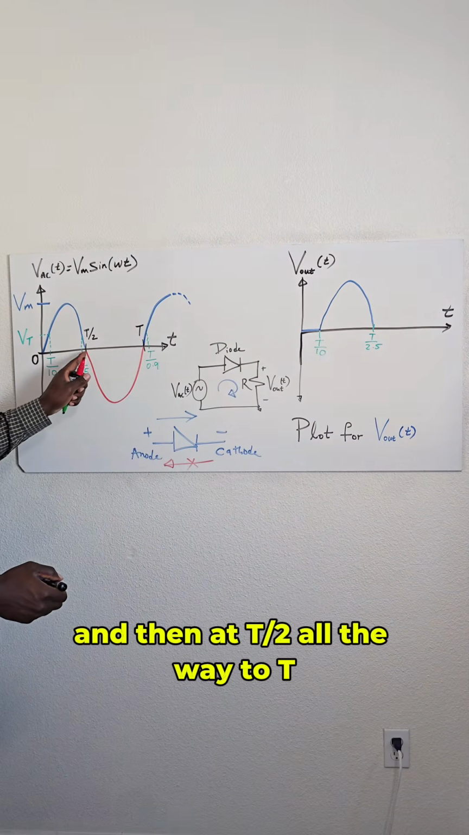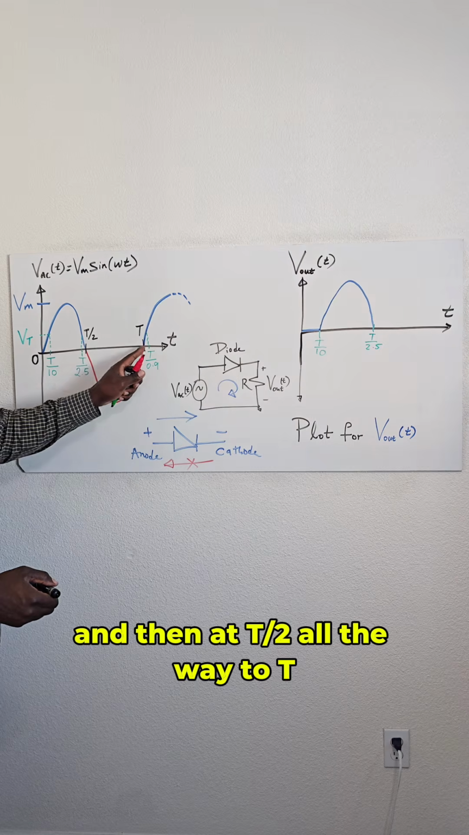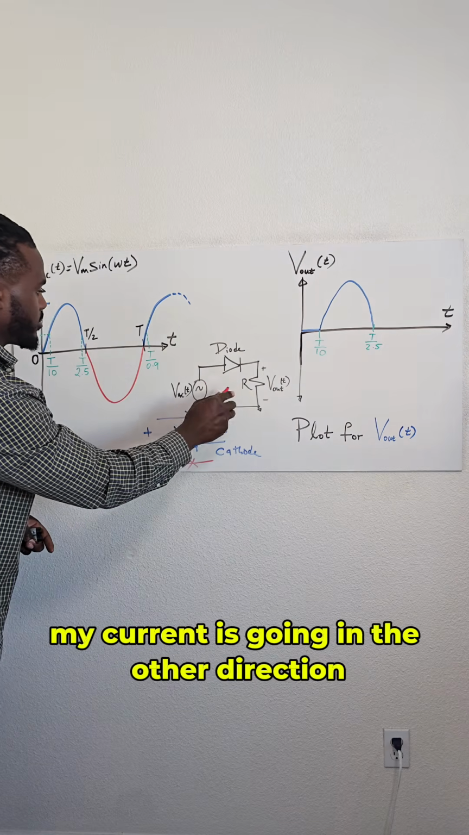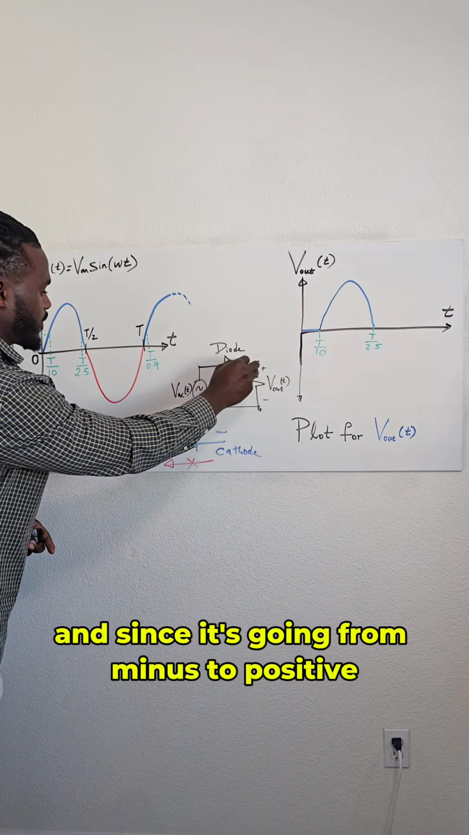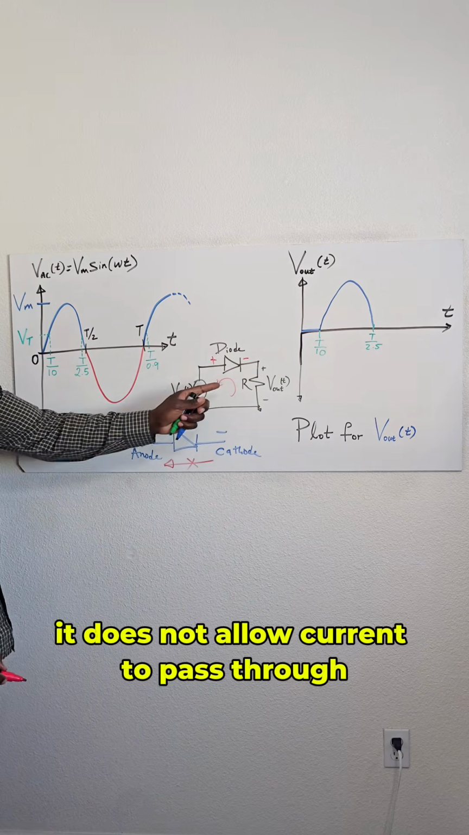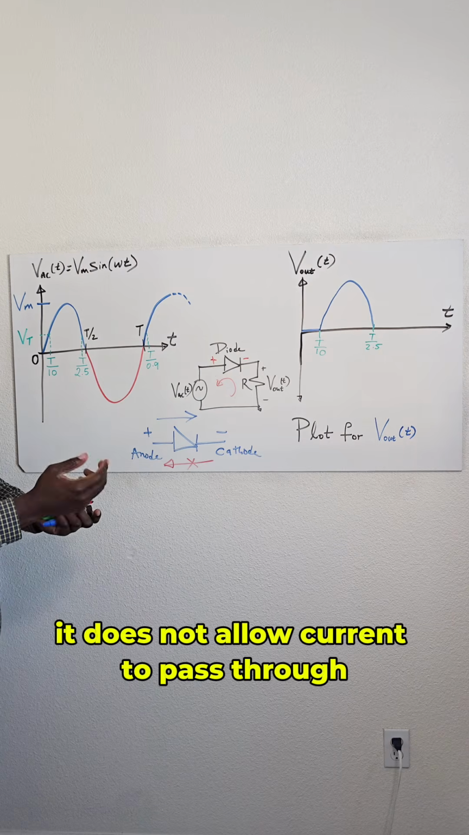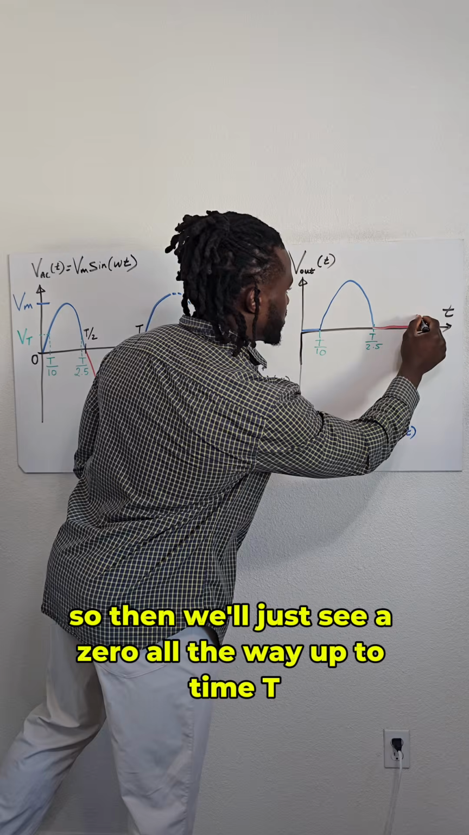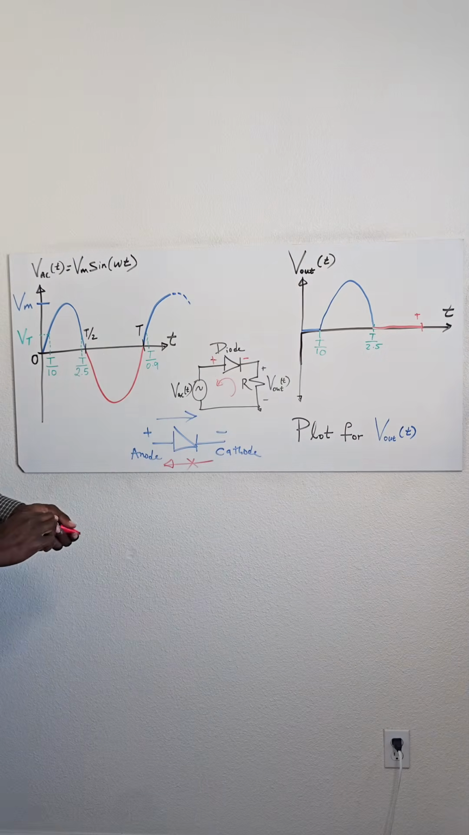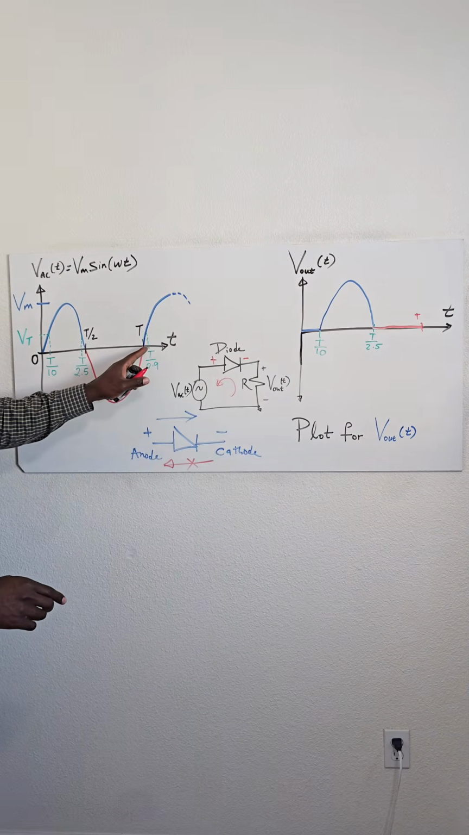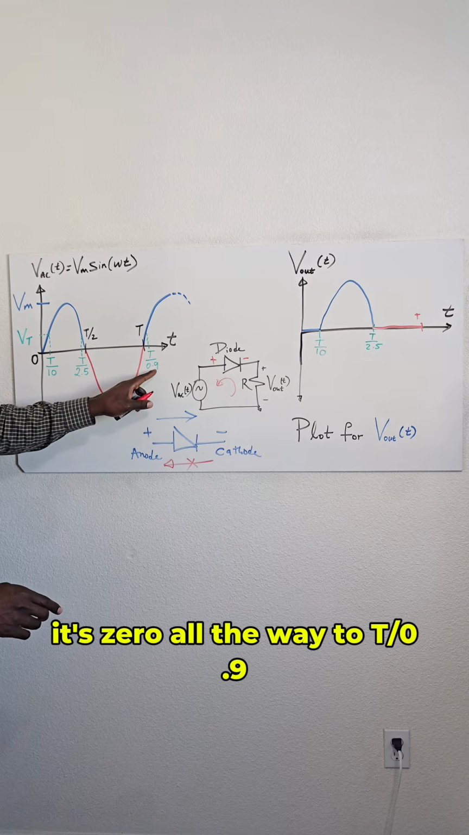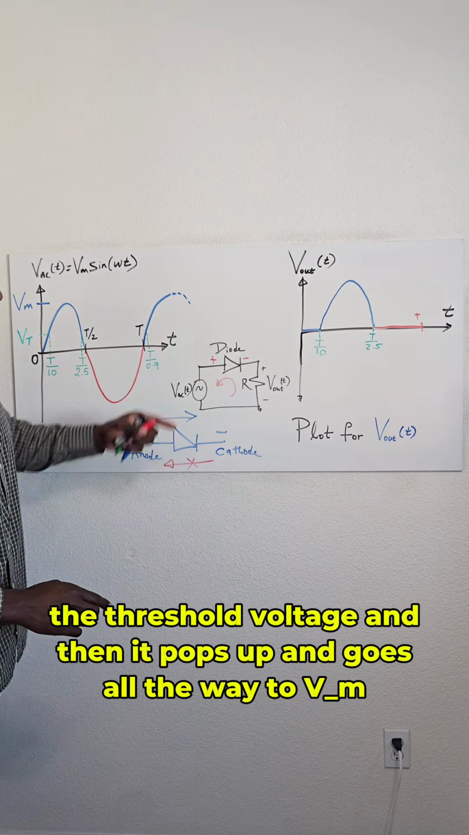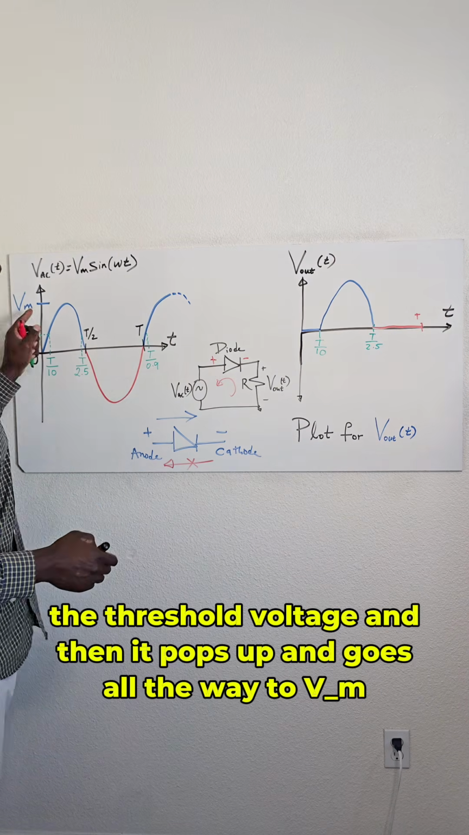And then at t over 2, all the way to t, it's going to be 0 because if you see, my current is going in the other direction. And since it's going from minus to positive, it does not allow current to pass through. So then we'll just see a 0 all the way up to time t. And then again, in the positive hump, it's 0 all the way to t over 0.9 because that's when it hits the threshold voltage. And then it pops up and goes all the way to Vm.